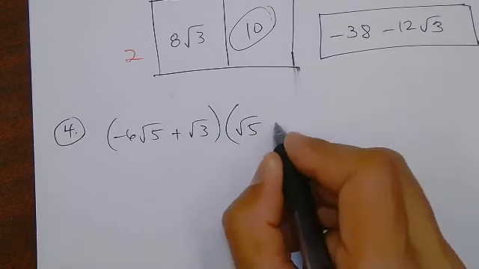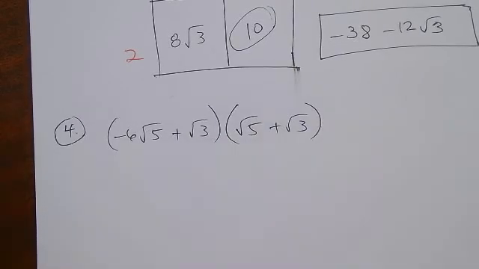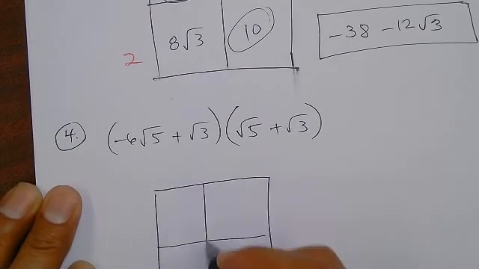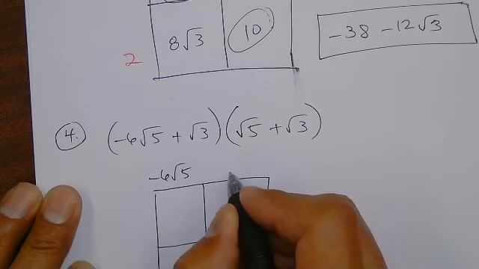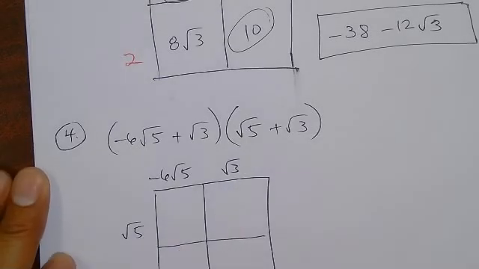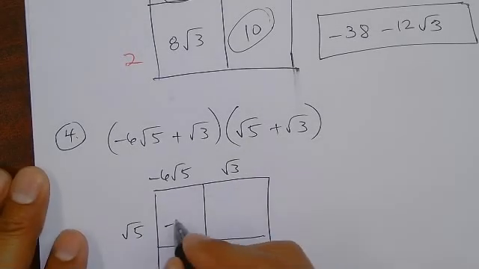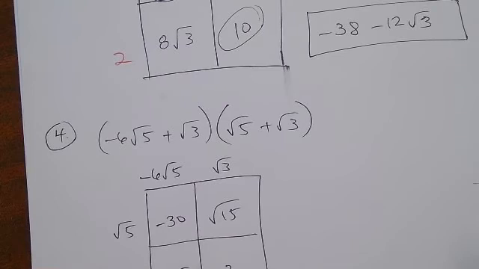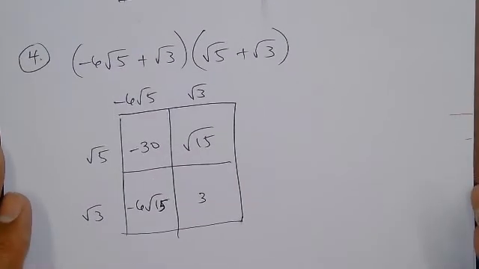Number 4. Negative 6 root 5 plus root 3 times another square root of 5 plus a square root of 3. Go ahead, I'll give you a minute and a half head start. Did you guys get an answer? Okay, so if you did the Punnett Square and you put one of them here and the other one over here, you should have this. This is going to be negative 30, this is going to be root 15, this is going to be negative 6 root 15, this is going to be 3. Is that right?